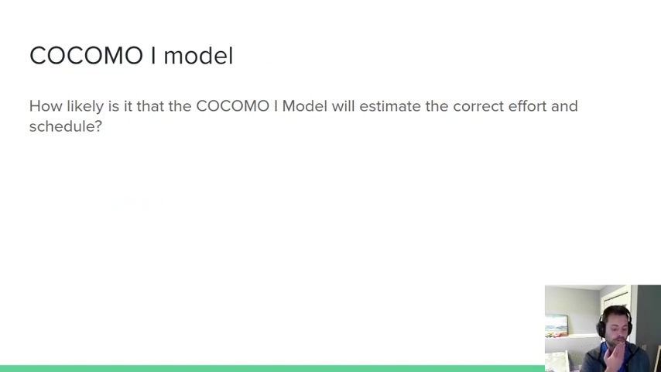Now, assuming that you buy this as a model, and that was the easy model, the basic one where you just look at lines of code, how likely do you think it is that this will actually estimate the correct effort and a correct schedule? And again, they're two different things, how many person months versus how many development months. I don't have a slide for this, so just drop it in the chat.